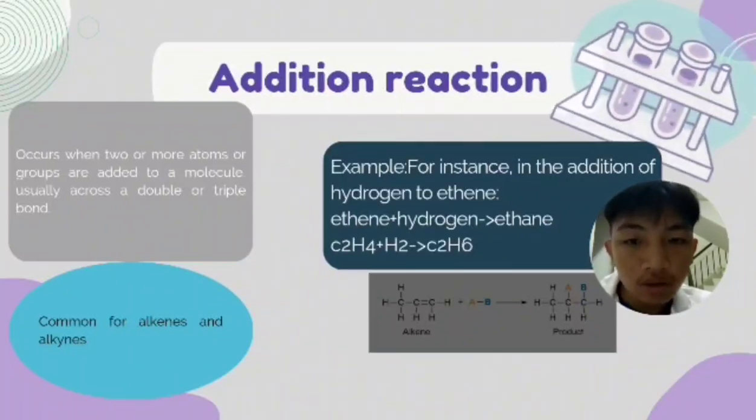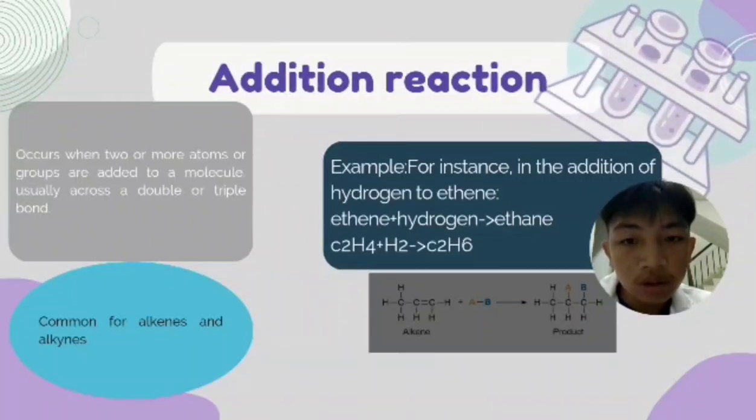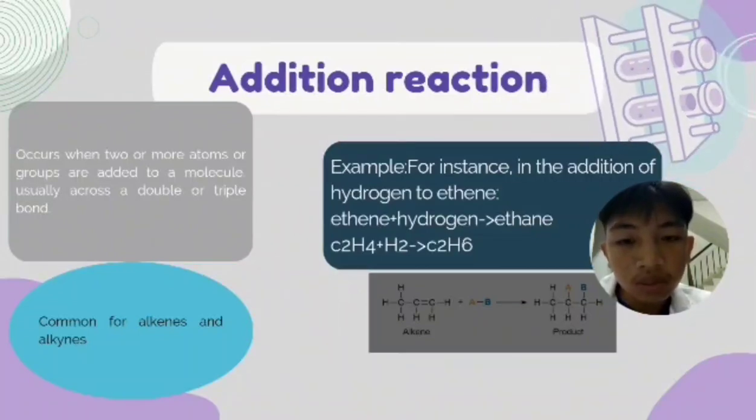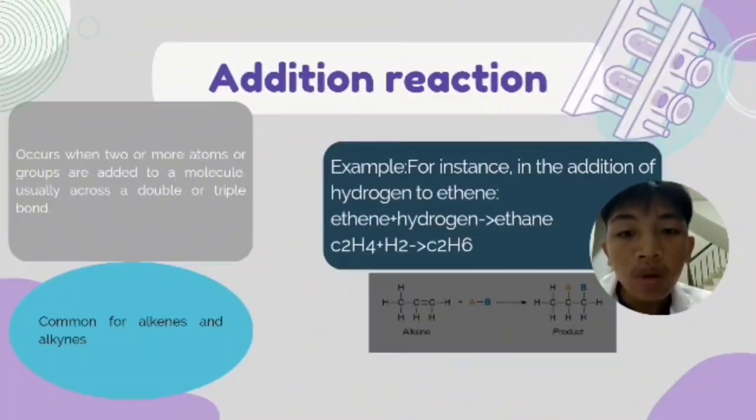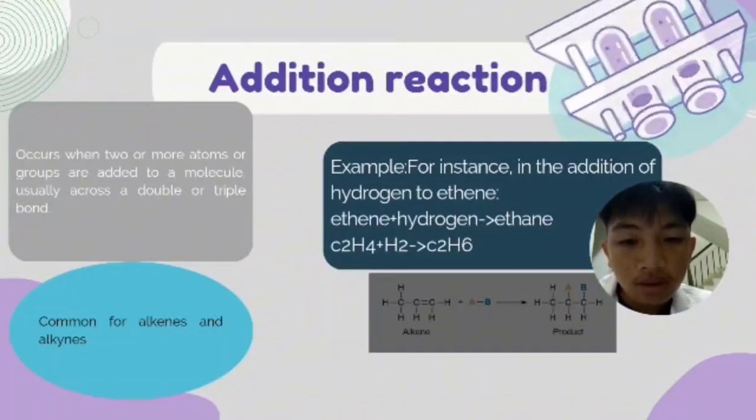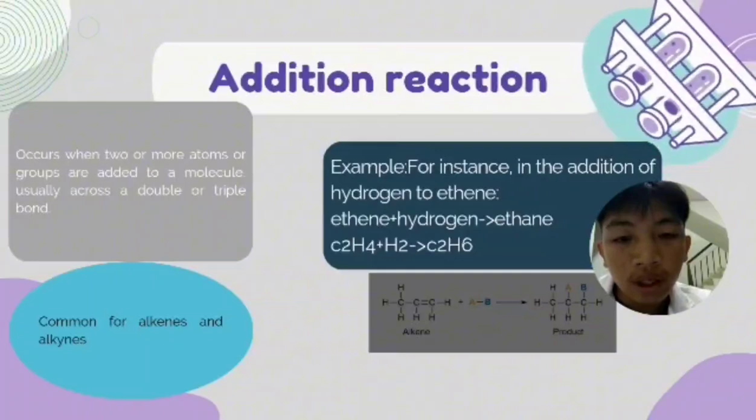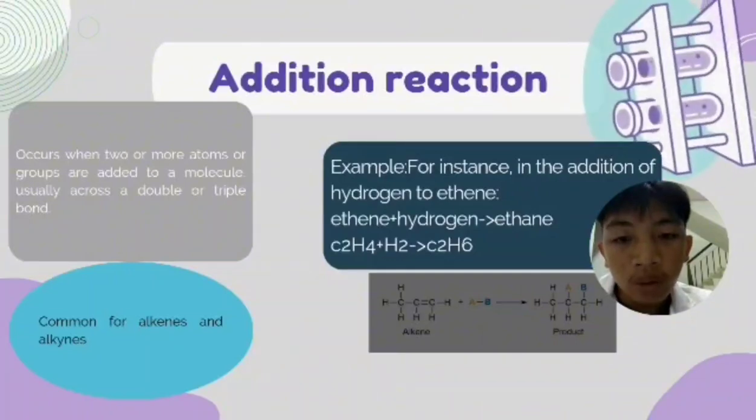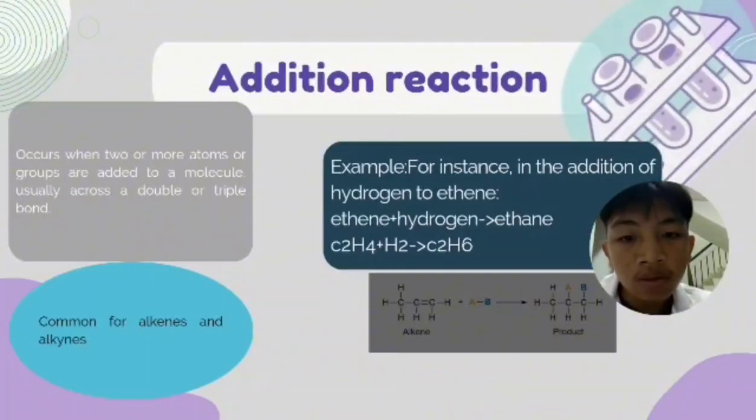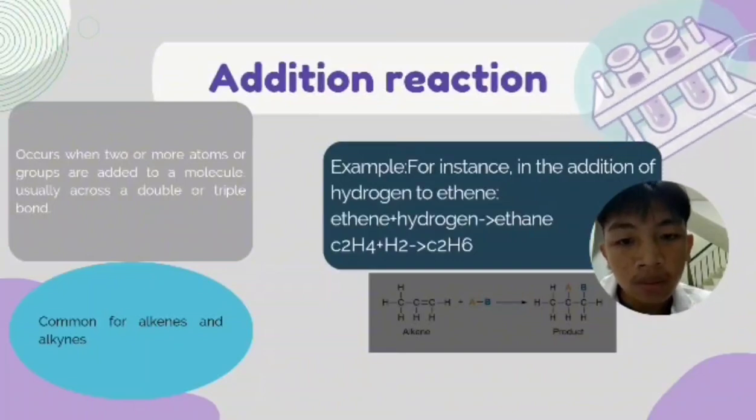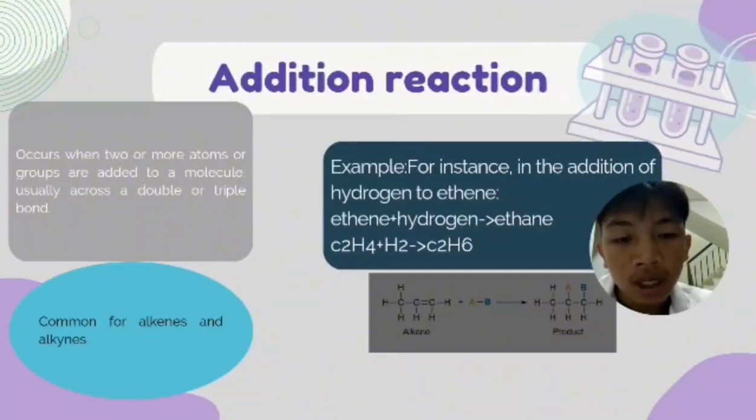For instance, in the addition of hydrogen to ethene, C2H4 plus H2 will become C2H6. This reaction is called hydrogenation, where the double bond in ethene breaks and hydrogen atoms are added, forming ethane.